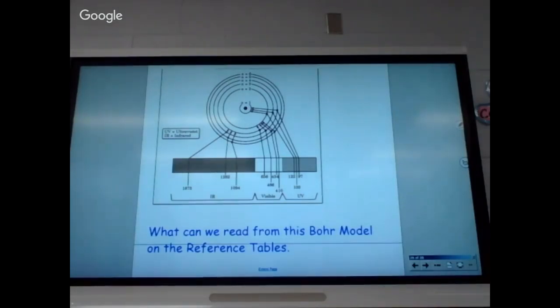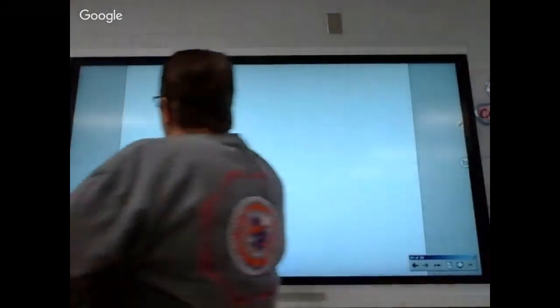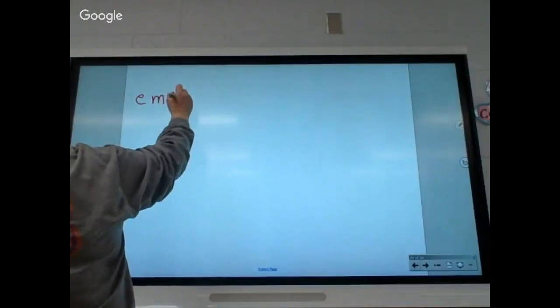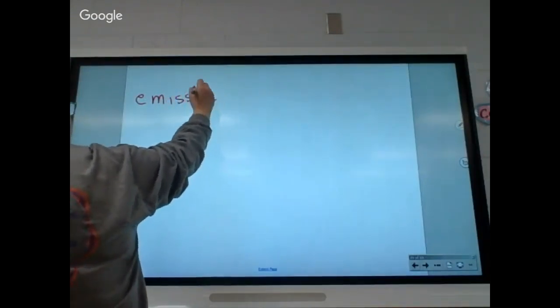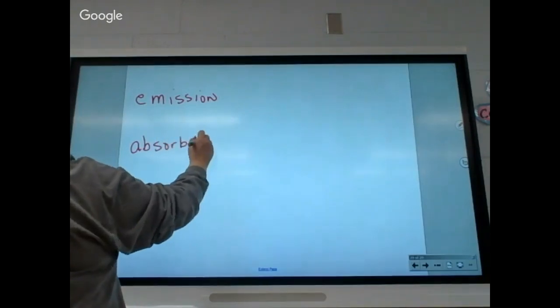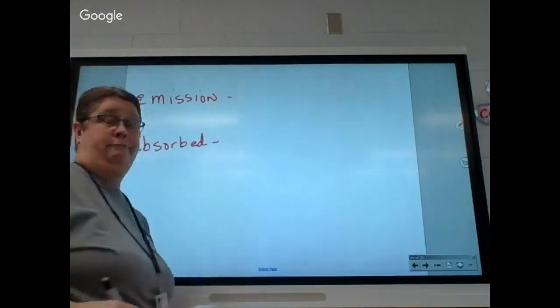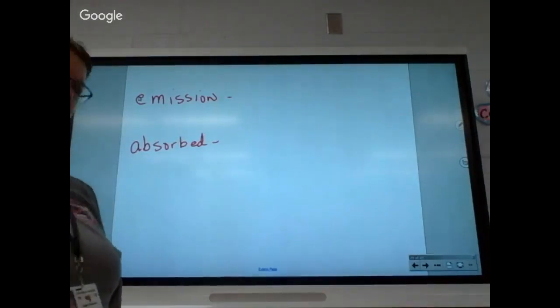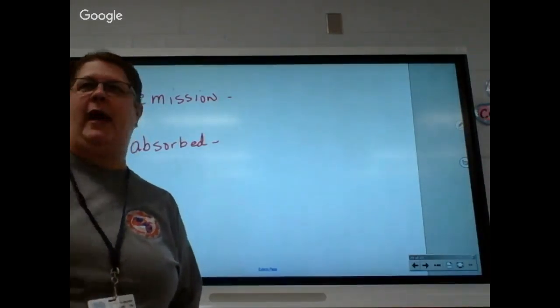Bohr's chart on the back page can be read in two ways. You can read it either going up the chart or down the chart. Do not write any of this on the charts. Write it in your notebook. Now, there's two words we're going to use. We're either going to talk about emission or absorbed. And this is labeled Bohr's model. You can label it Bohr's model if you want, because we're going to be reading it off that.